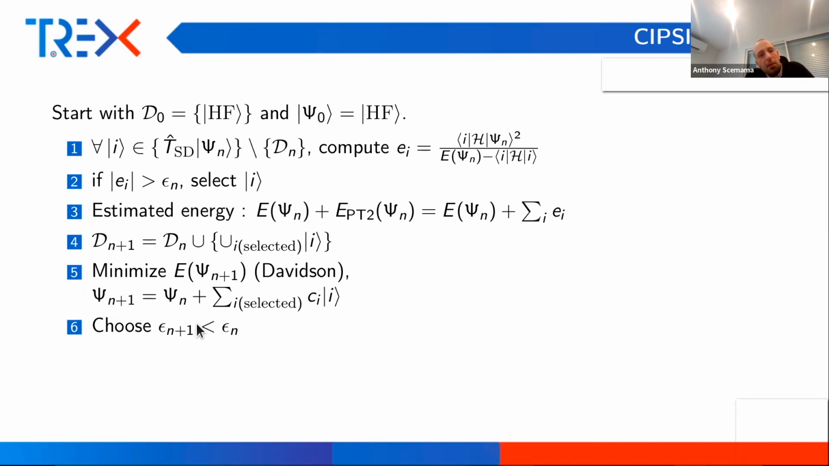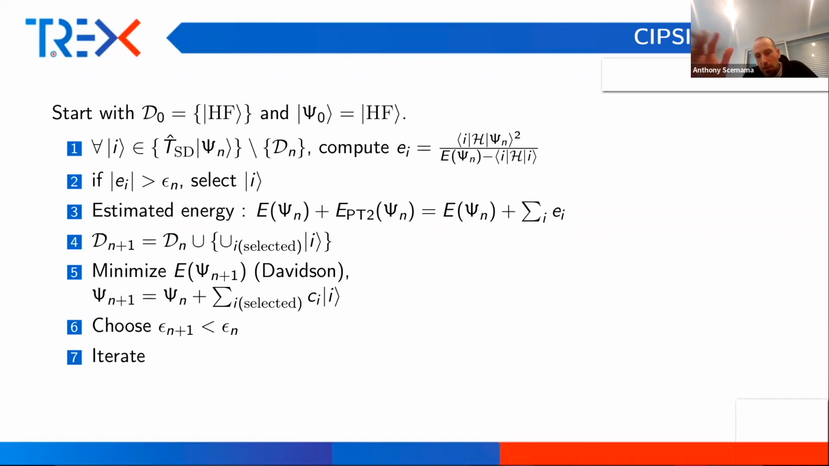So I adapt now this epsilon n. I reduce it a little bit. And then I go back to step 1, where now I apply all the singles and doubles to the wave function that is now made of 11 determinants. I calculate the contributions of all the external determinants, and I select the good ones, and then I iterate. So the wave function grows with time.